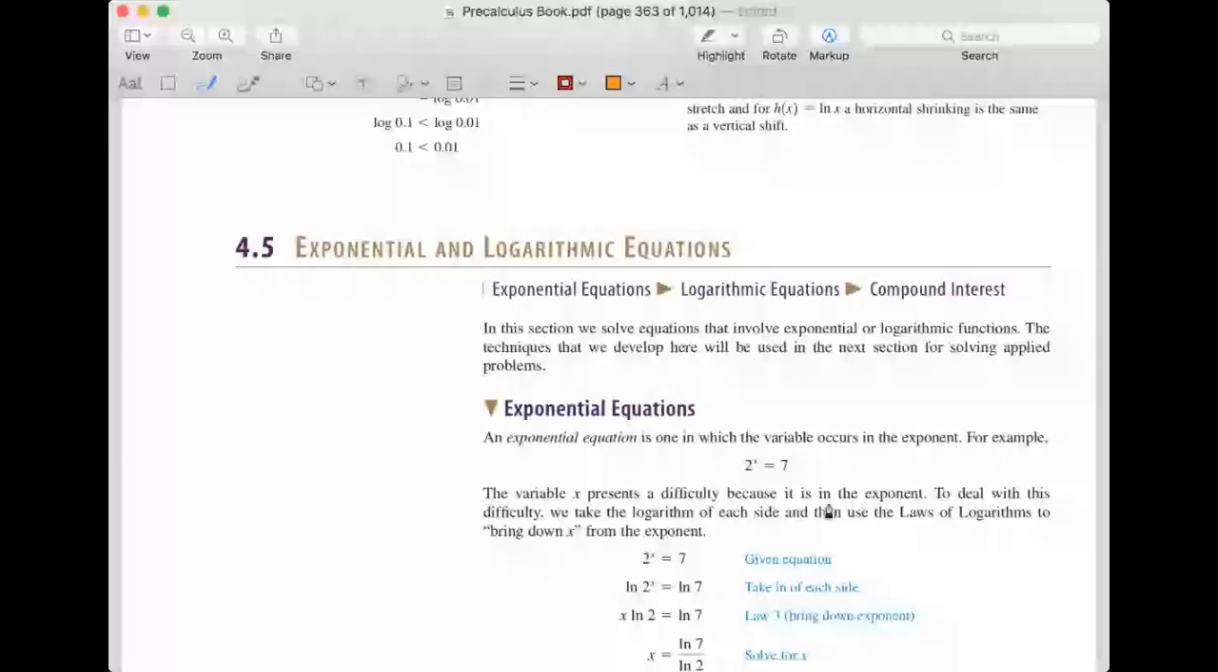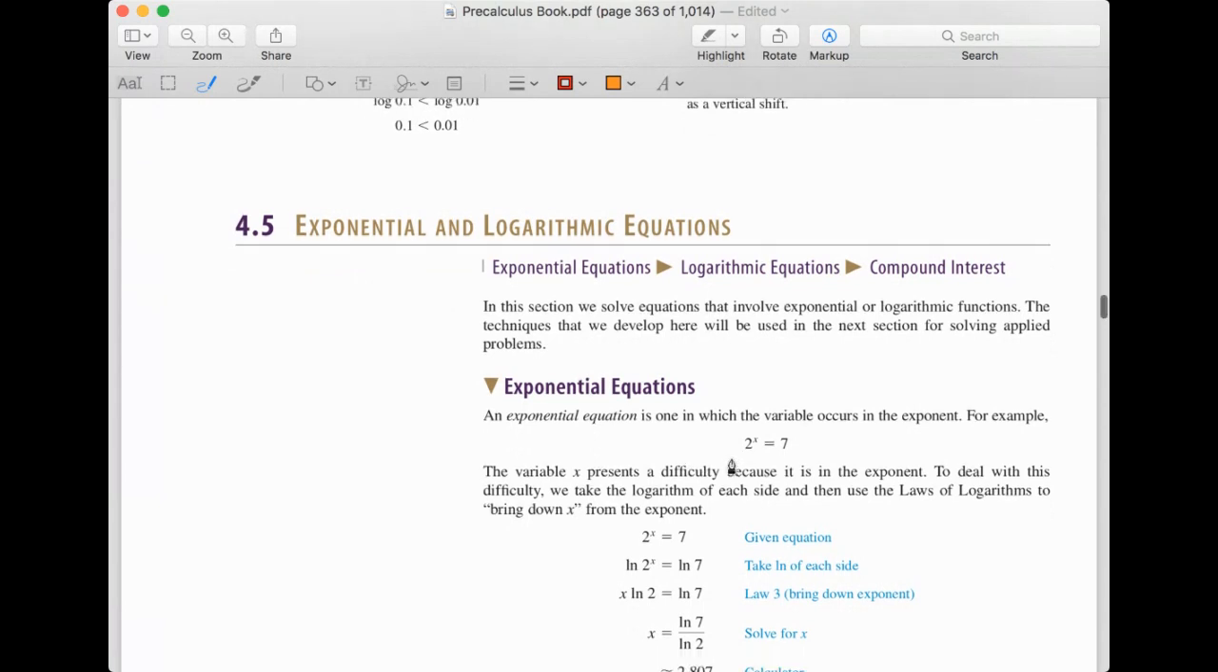So let me share my screen. That's exactly what we are going to do today. I'm going to solve exponential equations and log equations. All right, so let's see the first one. Here we have an exponential equation. So how do we solve it? We want to write it into log equations. So what do we do? We put the logs on both sides.